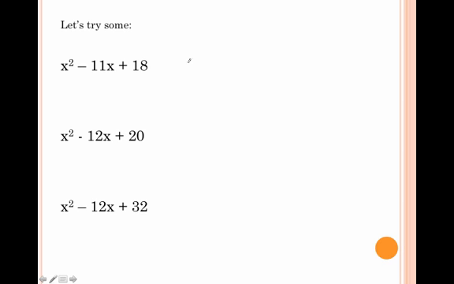So I'm going to set up my box with my x squared up here, my 18 down here, my factors. Okay, and notice it's got to be an 11, so I've got my 2 and 9. This is going to be 2x and 9x, but they're both going to have to be negative to add together to give me a negative 11.